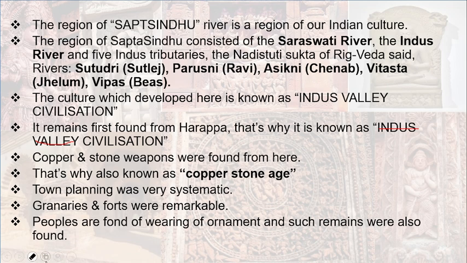We also found some weapons of copper and stone, and that's why this age is also known as the Copper Stone Age. Its town planning was very systematic, and we have already covered that. We also found granaries and a fort, which were remarkable. The people of the Indus Valley civilization were very fond of wearing ornaments, and remains of ornaments were also found.